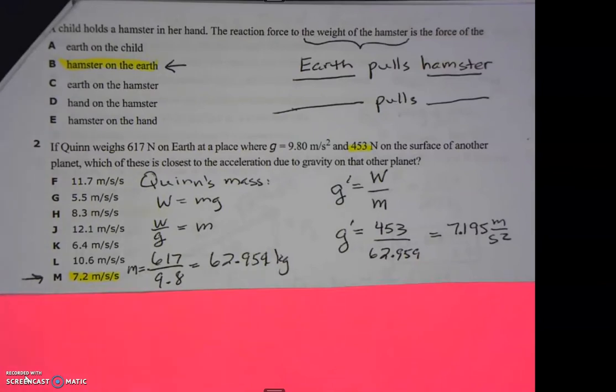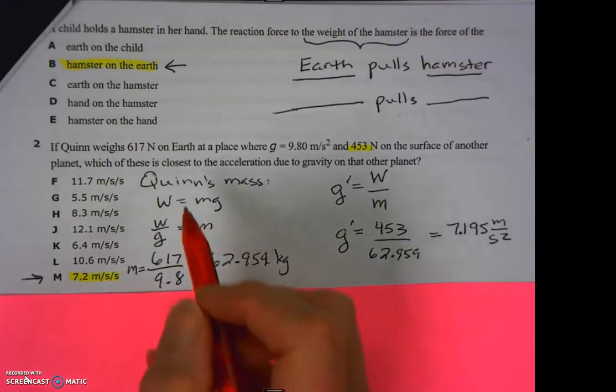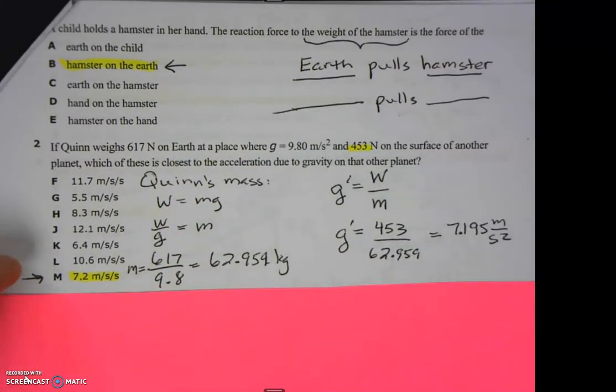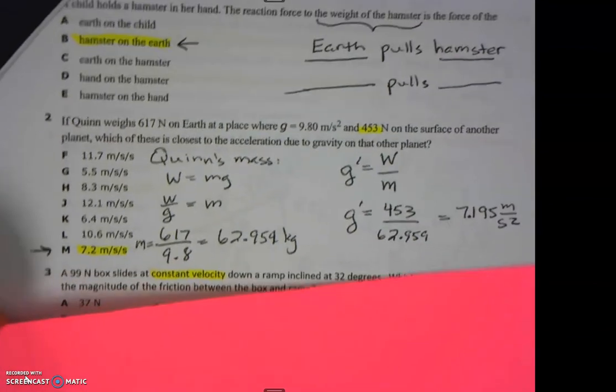There was another one that was about 6.4 and one that was 6.7. And you had to choose the one that was closest to the acceleration that you calculated. I do have multiple forms on these.